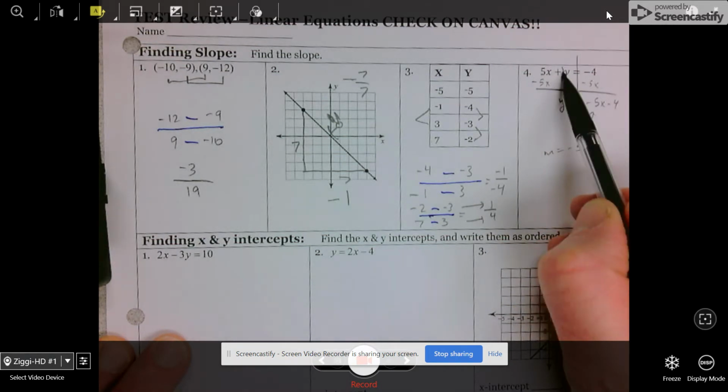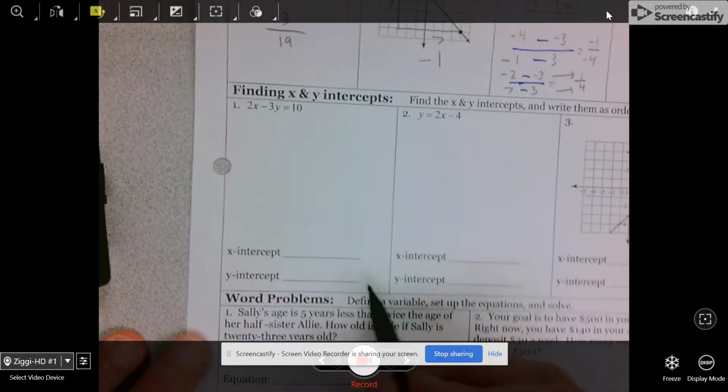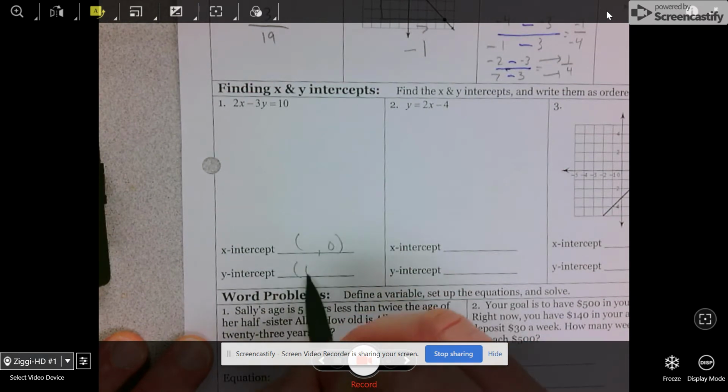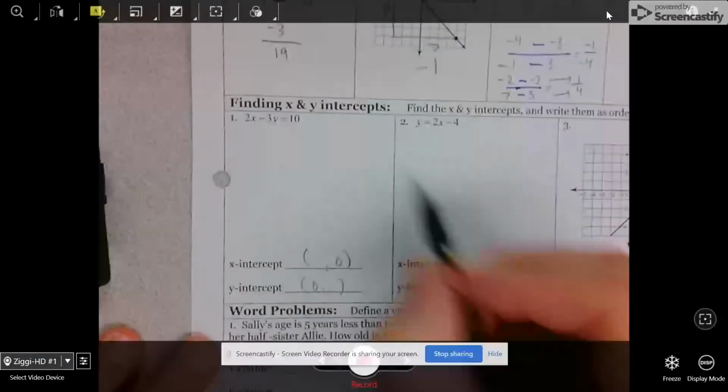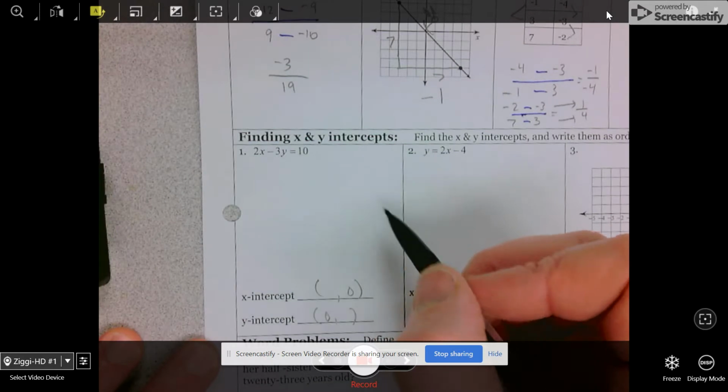Finding x and y intercepts. X-intercept is when y is 0. Y-intercept is when x is 0. That's your definition where it crosses the x-axis. You can use the cover-up method, or you can just cross it out. I'm going to find the x-intercept.